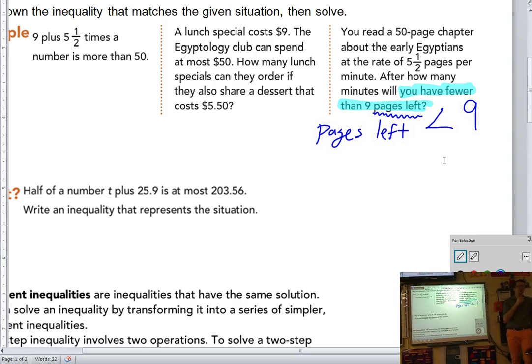Now, when I start reading this book, how many pages do I have left? 50. So to start out with, we have 50 pages. Then am I adding or subtracting how many pages I have left? Subtracting. How quickly? 5.5 every minute, and that's still less than 9. This one's kind of tricky.